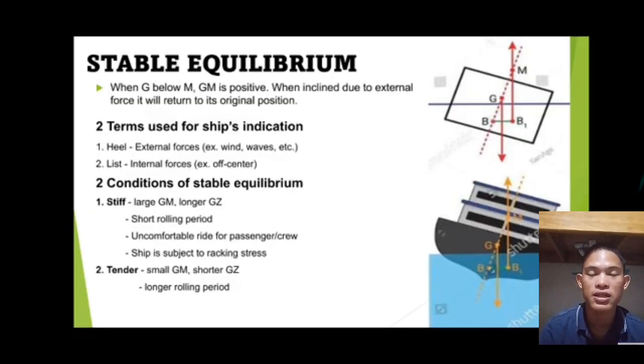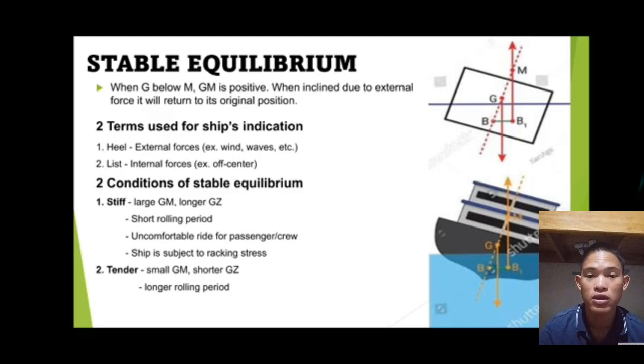First one is stable equilibrium. Stable equilibrium is when G is below M, and GM is positive. When inclined due to an external force, it will return to its original position.